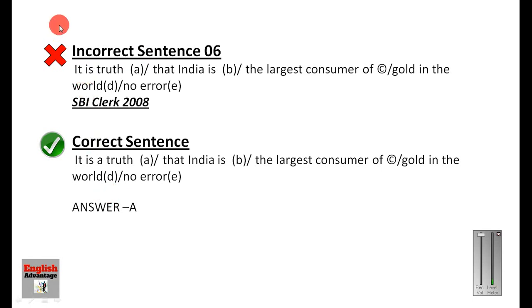Below all the questions, I have indicated in which year and which exam each question has appeared.